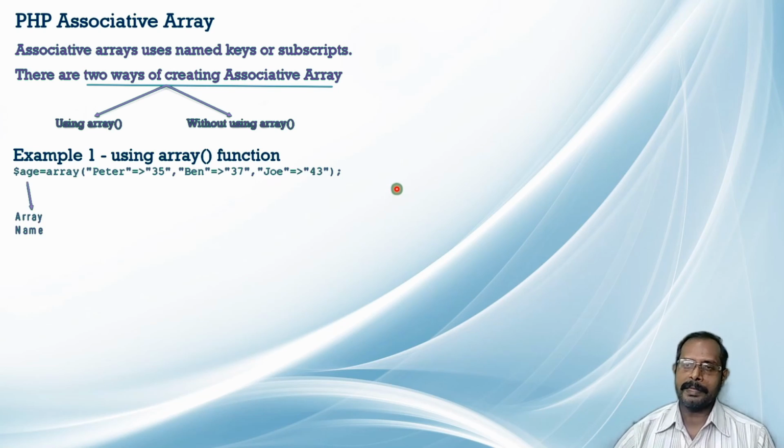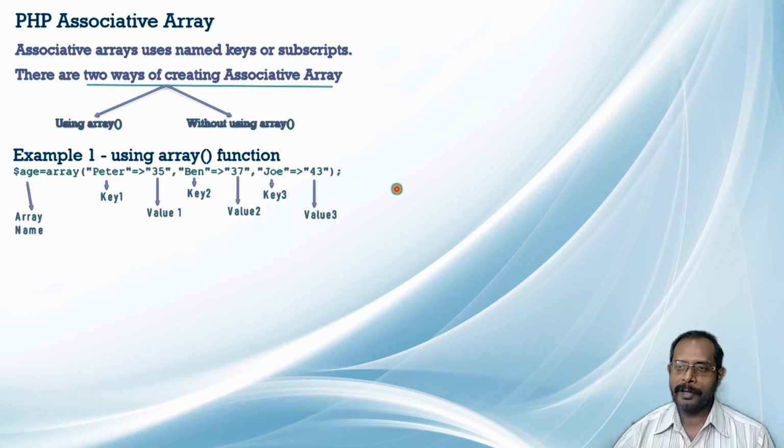So age is the name of the array. Peter, Ben and Joe are the 3 keys that I am using. 35, 37 and 43 are the values I am assigning to Peter, Ben and Joe respectively.